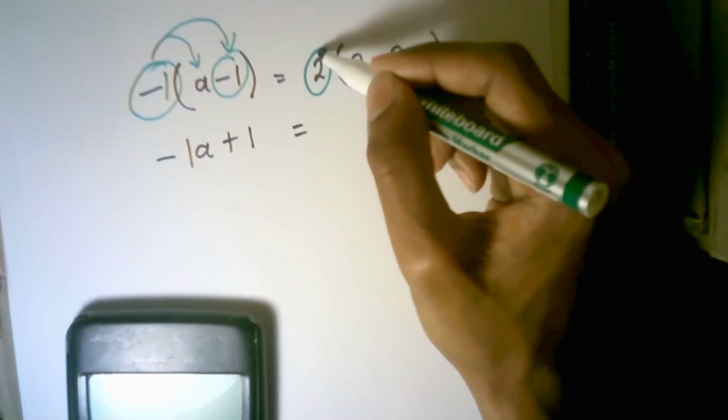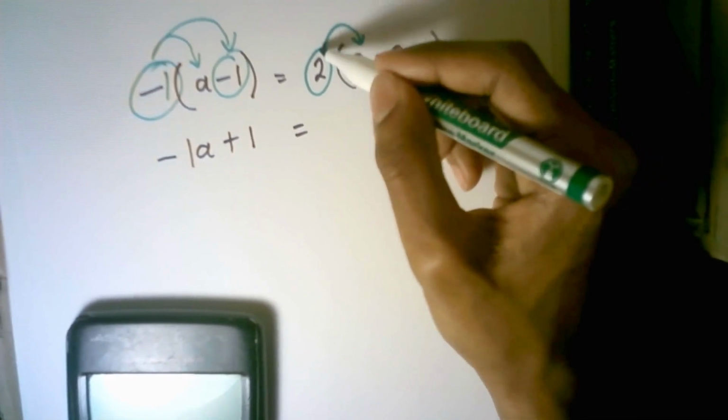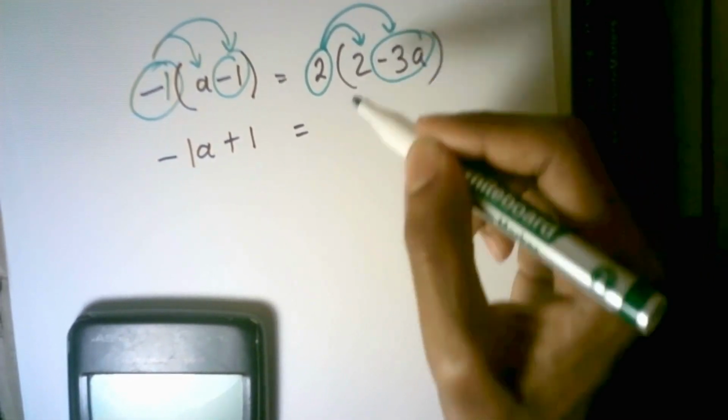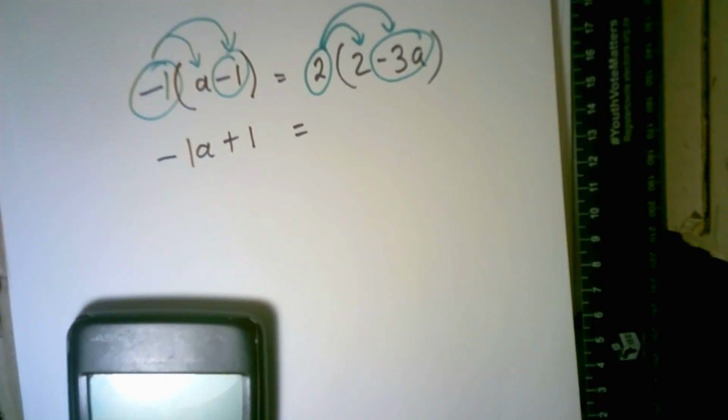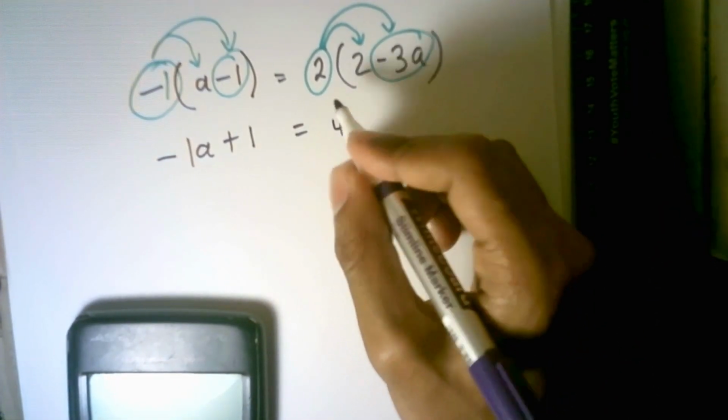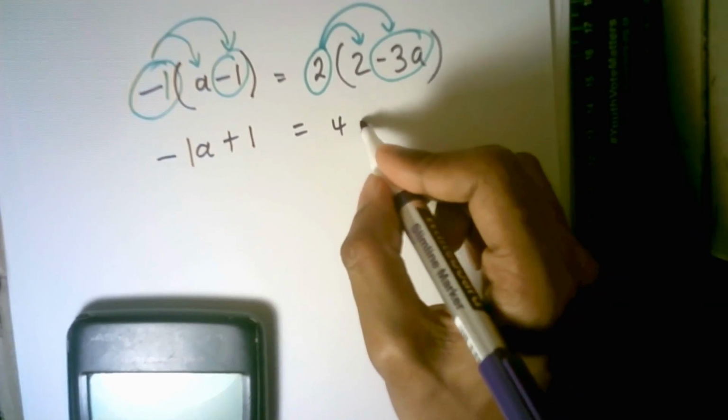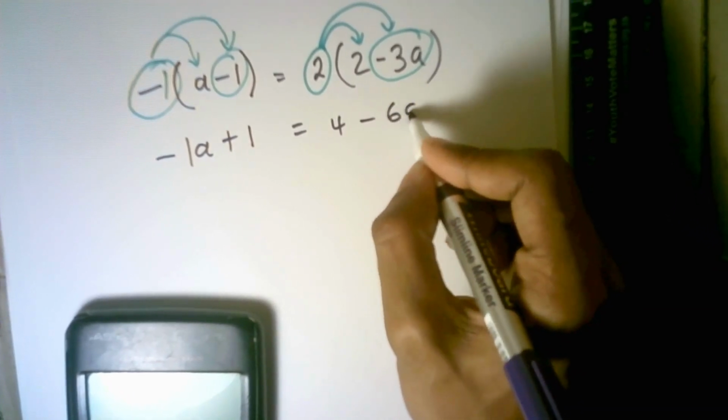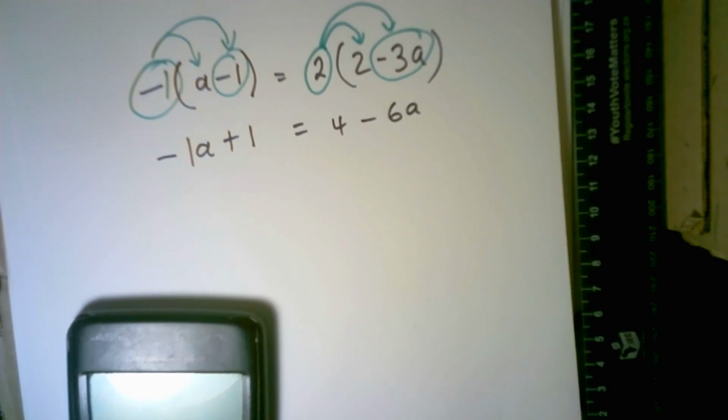So I have 2 multiplied by 2 and 2 multiplied by negative 3a. So 2 times 2 is 4, and 2 times negative 3a is negative 6a. And at this point, I can take my variable a to the left-hand side of the equation and the numbers or the constant to the right-hand side of the equation.